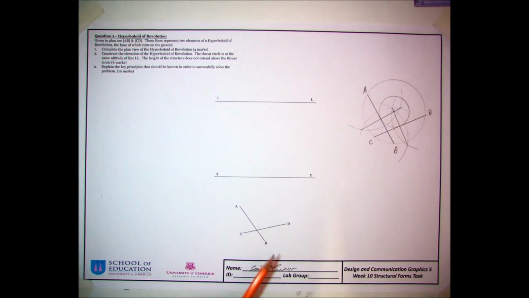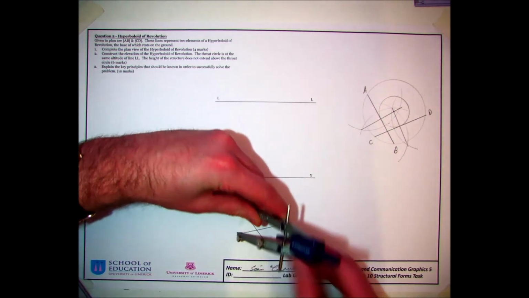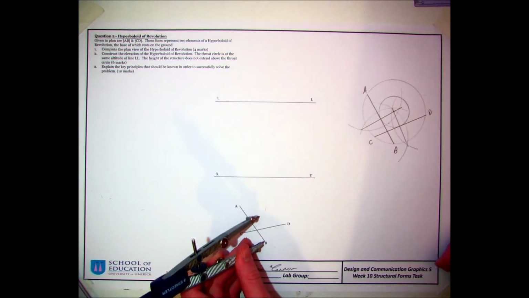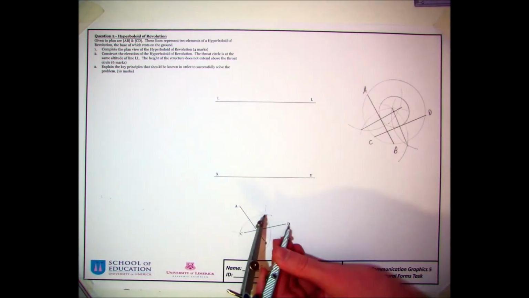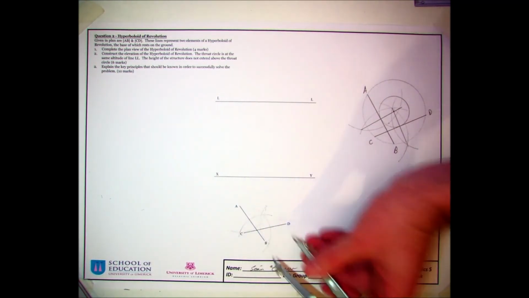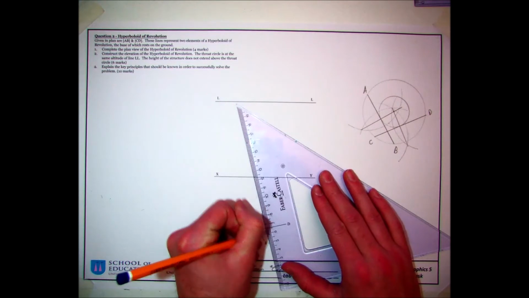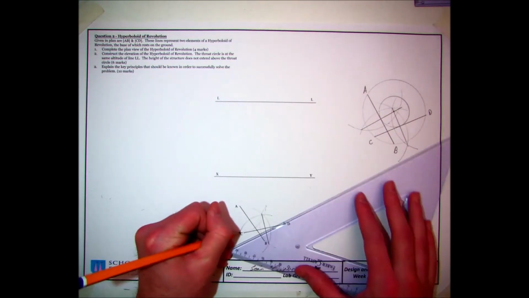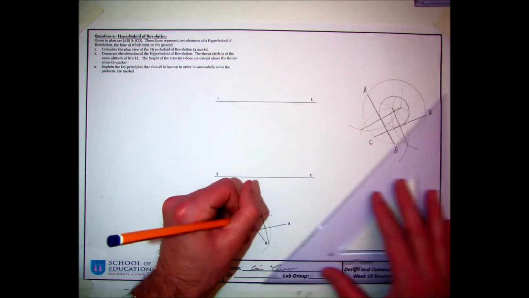So if we apply that now below here, we see we get our central point there, which is the center to our circle. Now what I'm going to do is zoom in here a small bit so you get a clear look at what's happening.